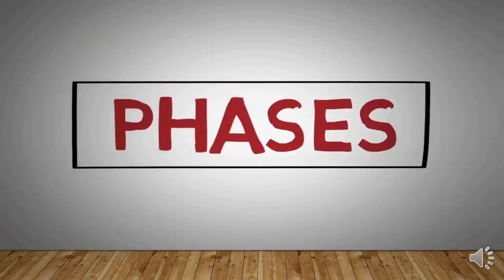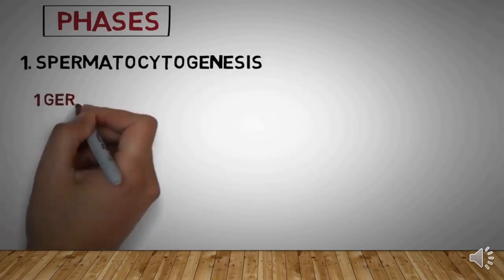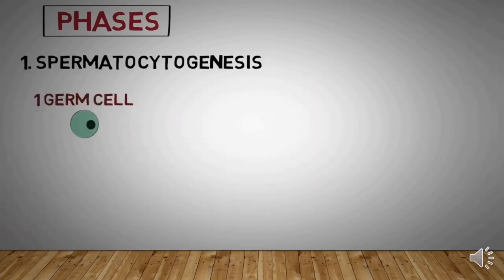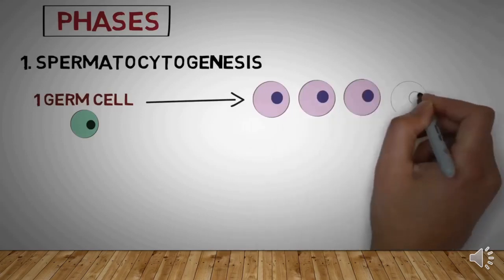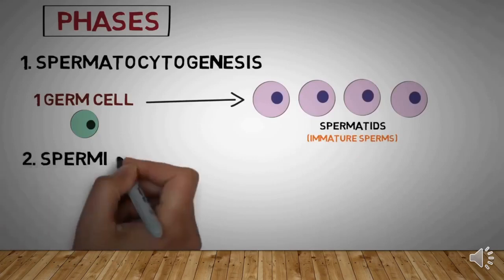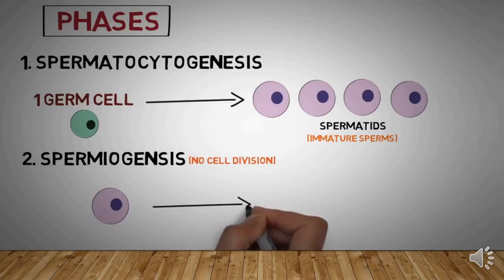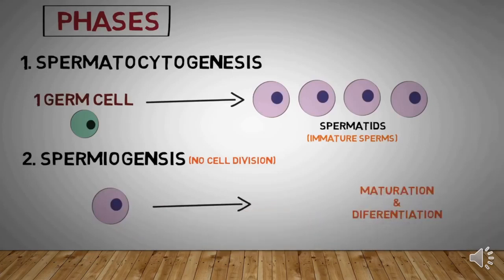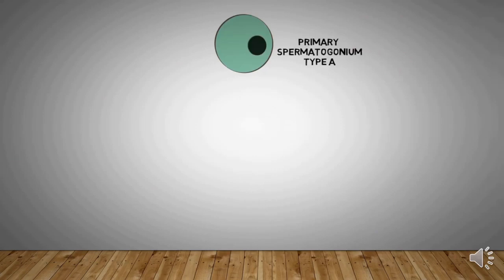Now let's talk about the process of spermatogenesis in a bit more detail. The process of spermatogenesis is divided into two phases. The first is spermatocytogenesis, in which one germ cell divides into 4 precursor gametes known as spermatids. These spermatids are immature sperms. The second phase is spermiogenesis, in which no further cell division occurs, but the immature sperms go through the process of maturation and differentiation to form mature sperms. So now let's talk about the series of cell divisions that occur in the first phase of spermatogenesis.